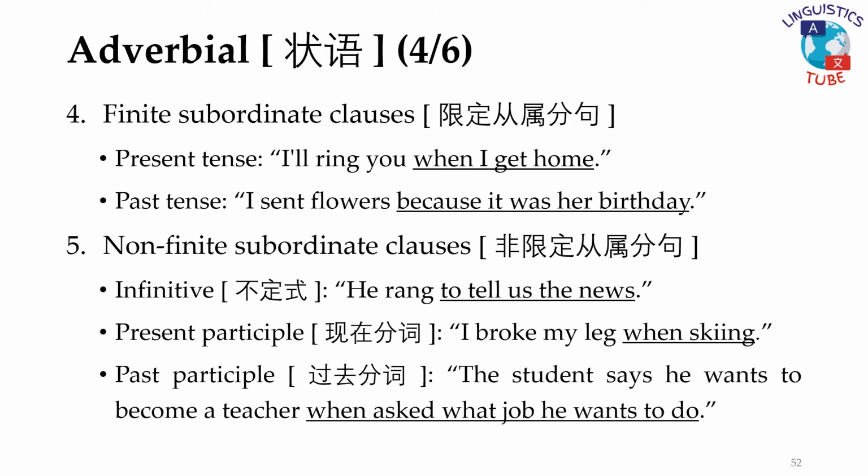The second type is a clause whose verb is a present participle. This is a verb which ends with "ing". For example, "I broke my leg when skiing". This is non-finite because we don't know when the speaker was skiing. And finally, the verb can be a past participle. For example, "the student says he wants to become a teacher when asked what job he wants to do". This sentence does not show the time that the student was asked this question.